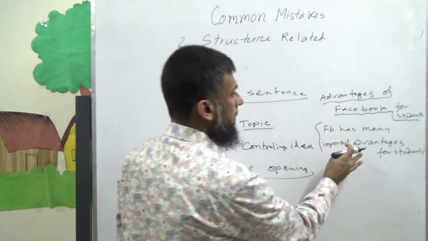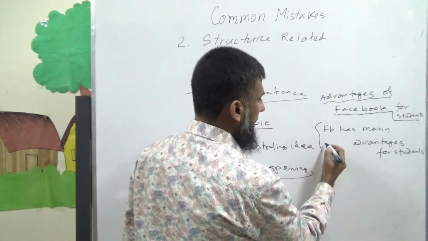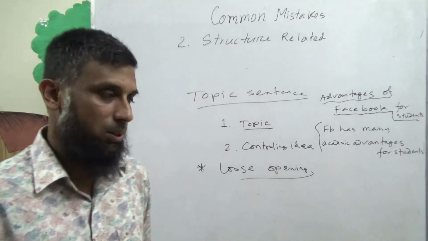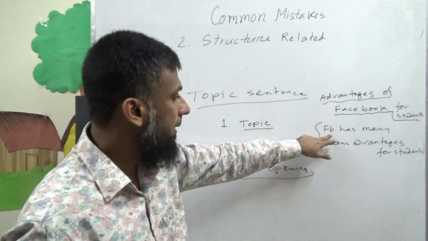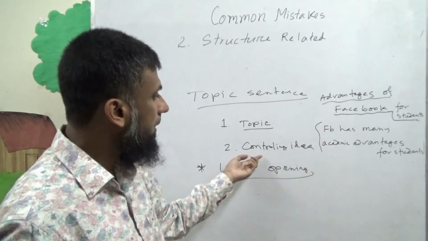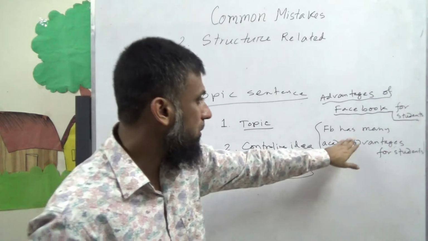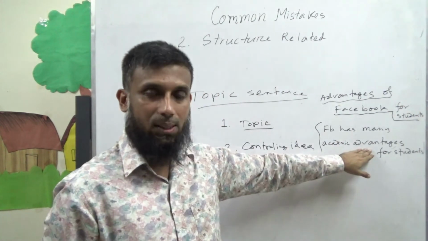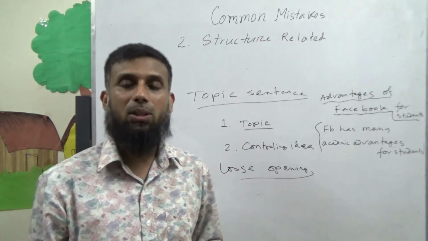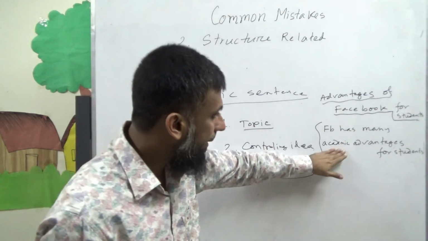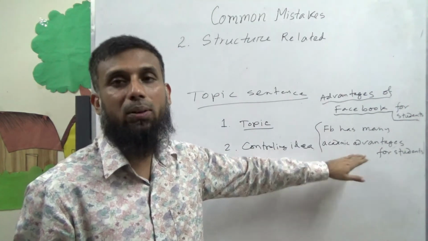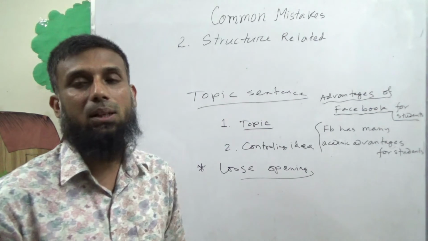Or say you can say Facebook has many academic advantages for students. So Facebook is a topic, it relates to the topic, and it has a controlling idea. So you have to write about many academic advantages. You don't have to write about some other advantages, say communication advantages, etc. So academic advantages, this keyword is your controlling idea, and you will write all about these academic advantages of Facebook.